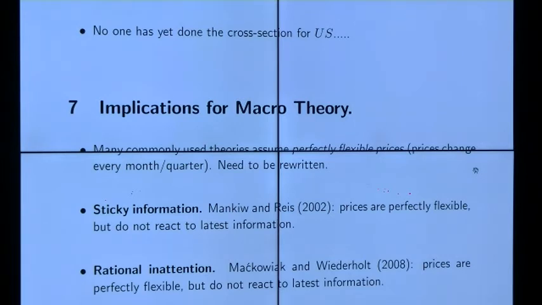So, what are the implications for macroeconomic theory? Well, they're quite important. Most commonly used theories in macroeconomics assume that in some sense there are perfectly flexible prices. I mean this in the sense that prices change every month or quarter. And so a lot of macroeconomics isn't consistent with the macro data.